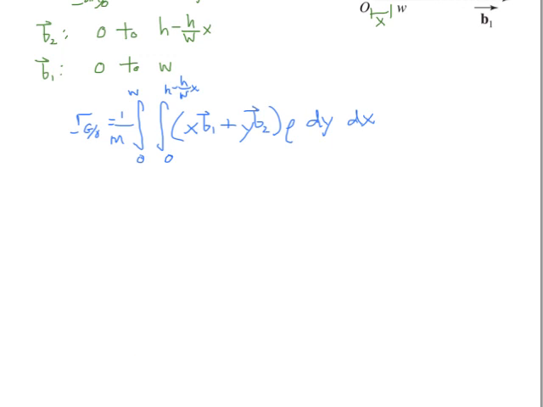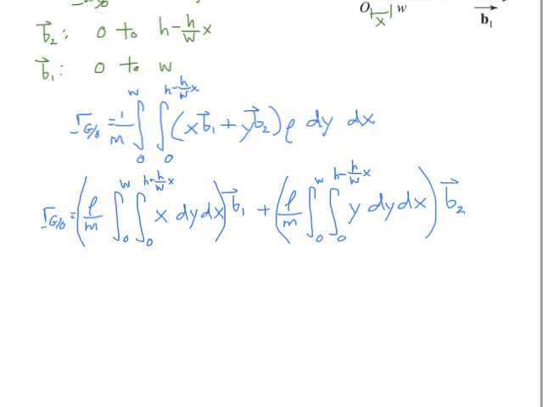So to evaluate this, let's make it simpler. We can take out our density because it's a constant density, and we can also take the integral of each of these terms. So we'll take the double integral of x b1 plus the integral of y b2. And so now we have integrals in which we'll get a scalar in the b1 direction and then a scalar in the b2 direction, which will give us the center of mass.